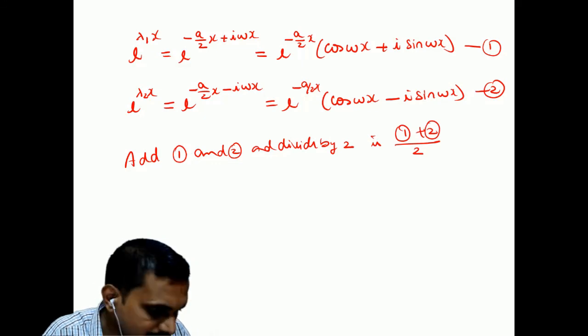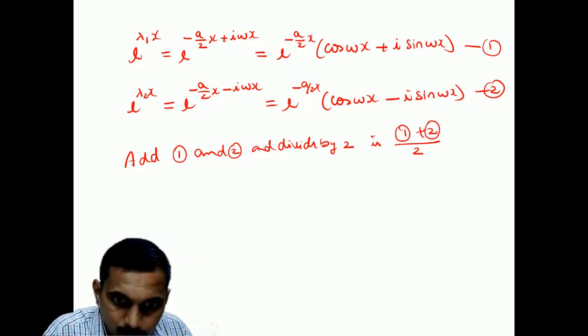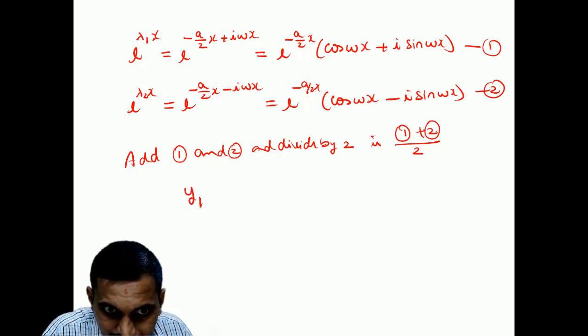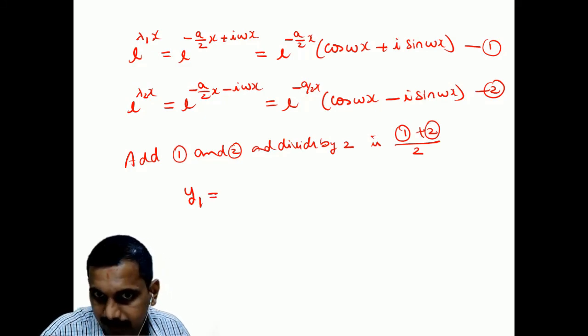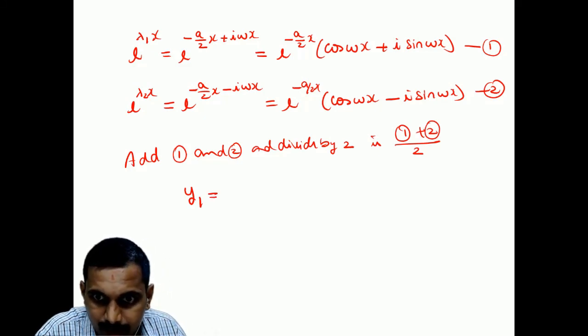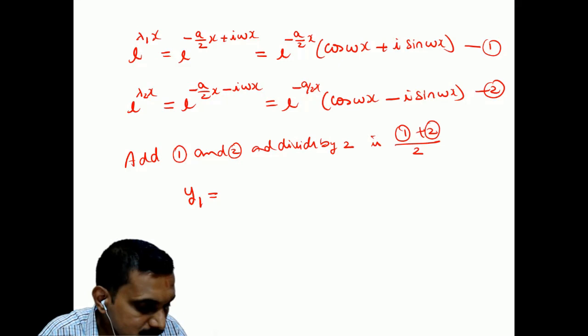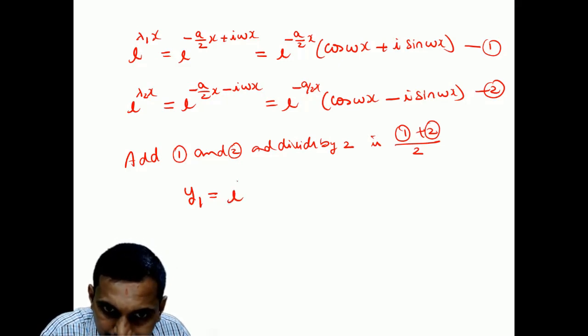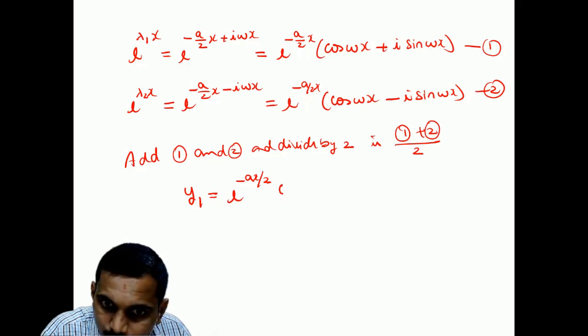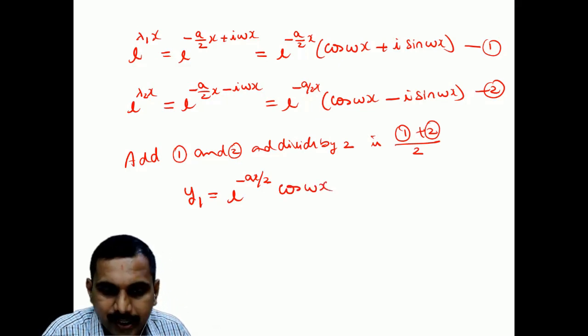So when you do that, we will get this as y1. We are adding, then we are dividing by 2. When you add, this part and this part get cancelled. So what remains is e power minus ax by 2 into cos omega x.